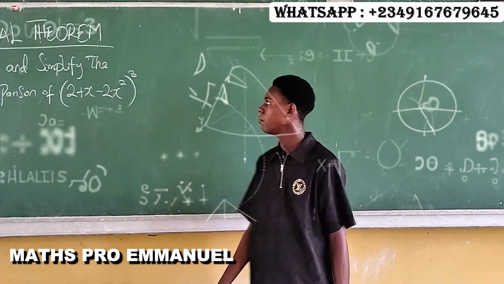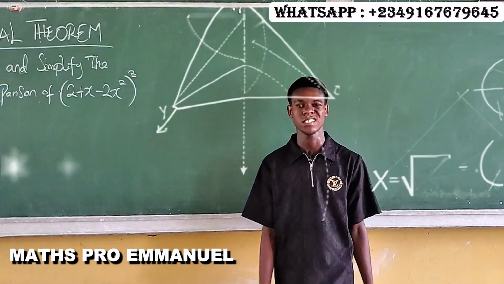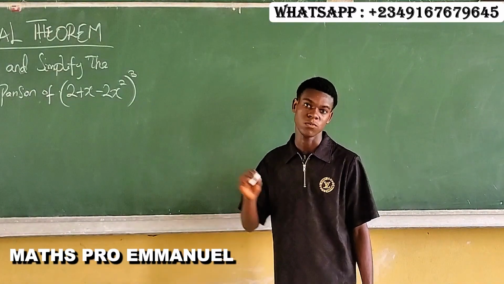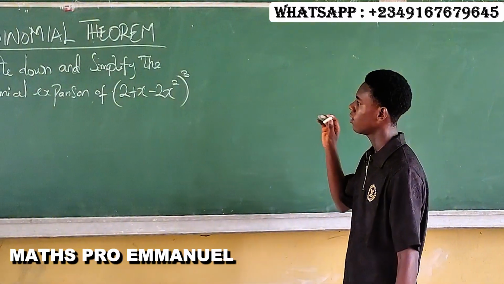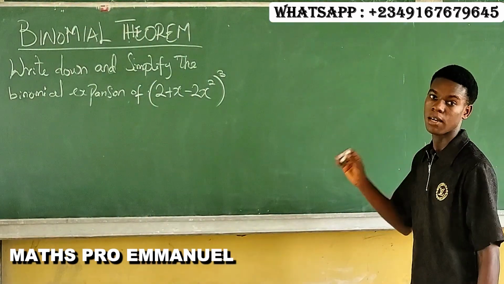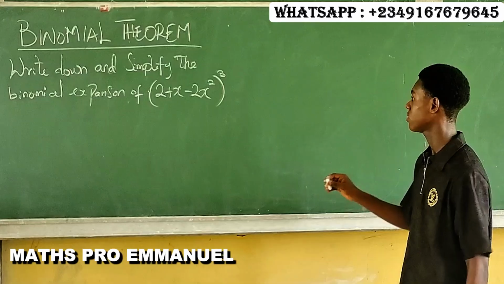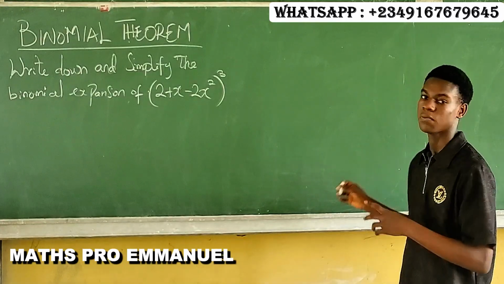Alright, so we are still on binomial expansion. Now let's solve yet another question on binomial expansion. I've not solved a question like this before. We are asked to write down and simplify the binomial expansion of (2 + x - 2x²) all raised to the power of 3.